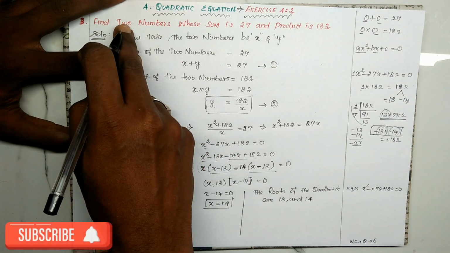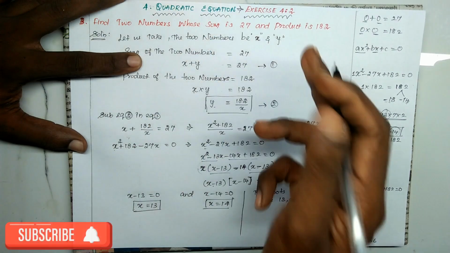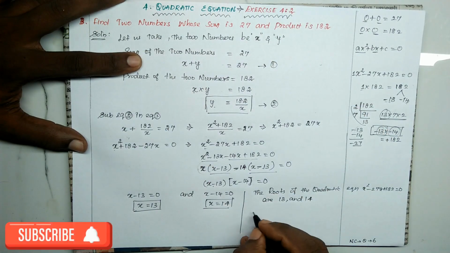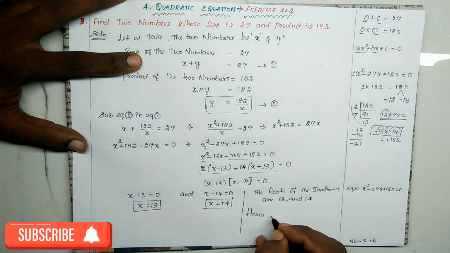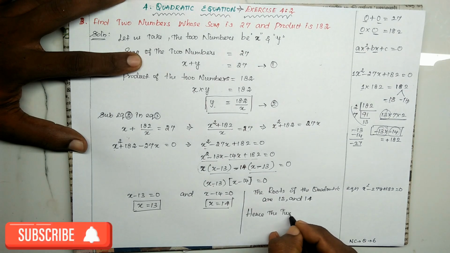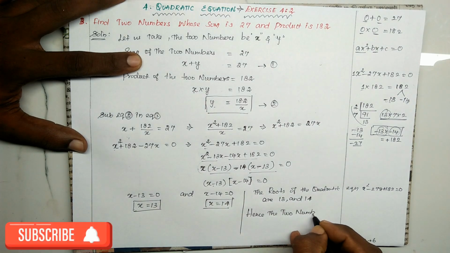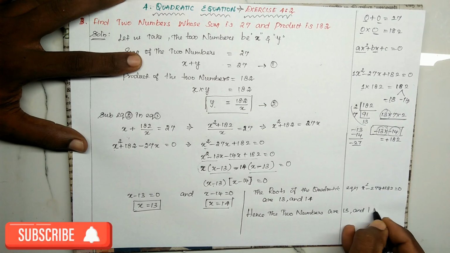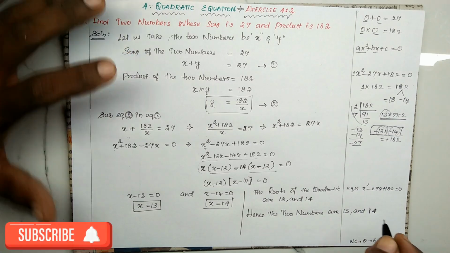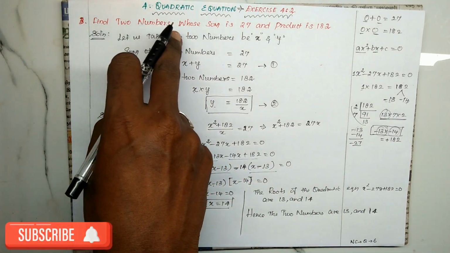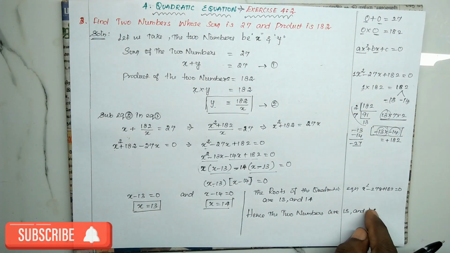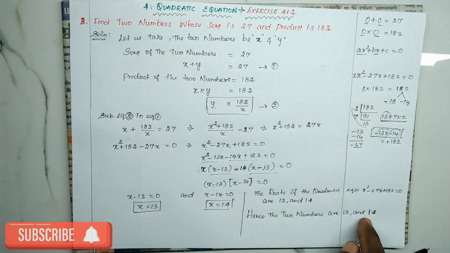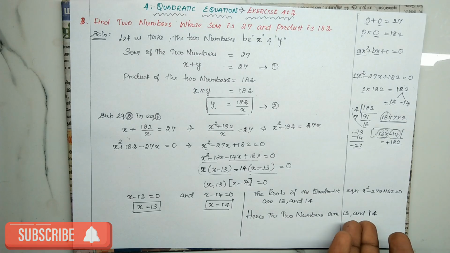And they had asked in the question for the two numbers whose product and sum they had given. So we have to find the two numbers. Hence finally we have to write the answer. Hence the two numbers are 13 and 14. See, this is the quadratic equation they had given in the question, the two numbers. We get the product as 182 and the sum is 27. Finally we have found the two numbers 13 and 14.